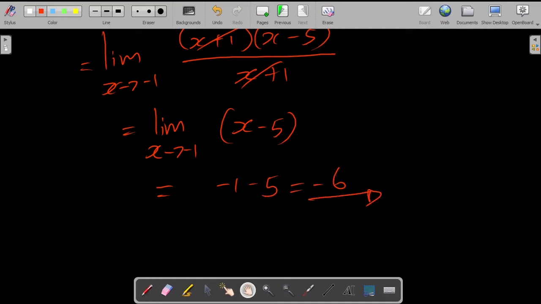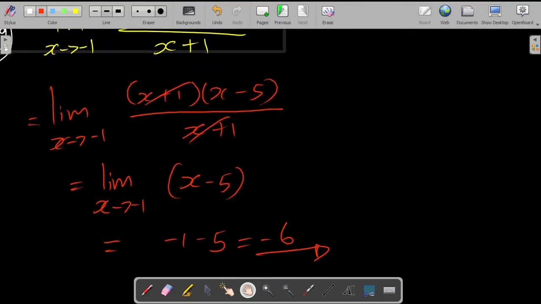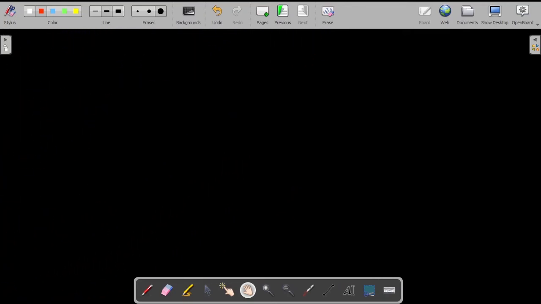So this is, in a nutshell, how you basically answer your limit questions. Try to avoid division by 0, factor out wherever you can, and then do your direct substitution. Now, to further understand what is actually going on here, we are going to do a sketch. So let's sketch these two graphs.